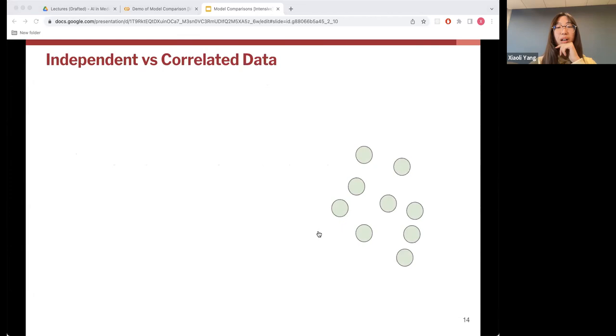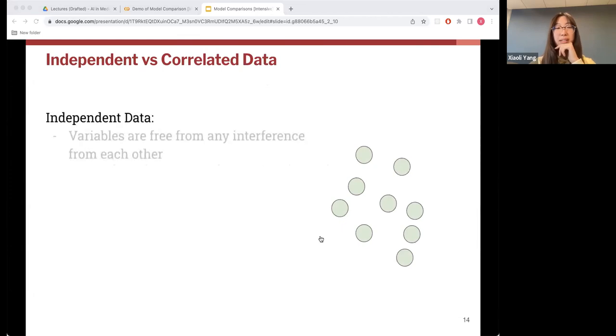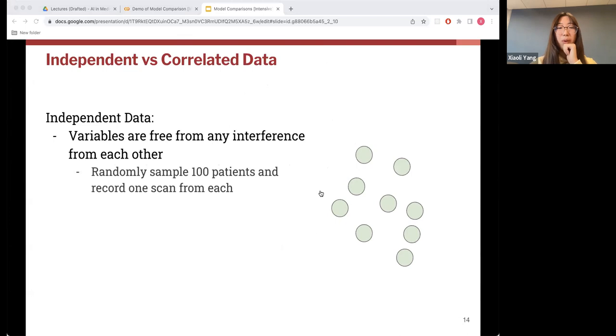So first of all, let's look at independent data. For independent data, we first require variables to be free from any interference from each other. Let me give you an example. Say we randomly sample 100 patients from a study, and then we record one image scan from each of them to make a data set. Then it's natural to think that each person is independent of another person, and we do have independent variables.